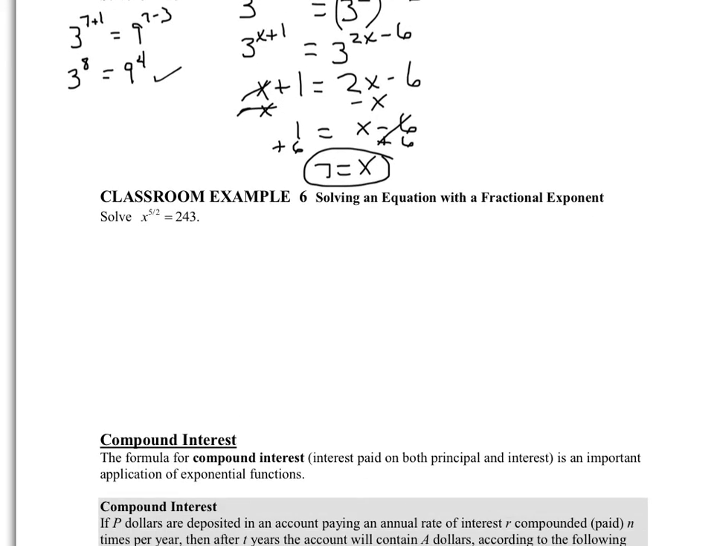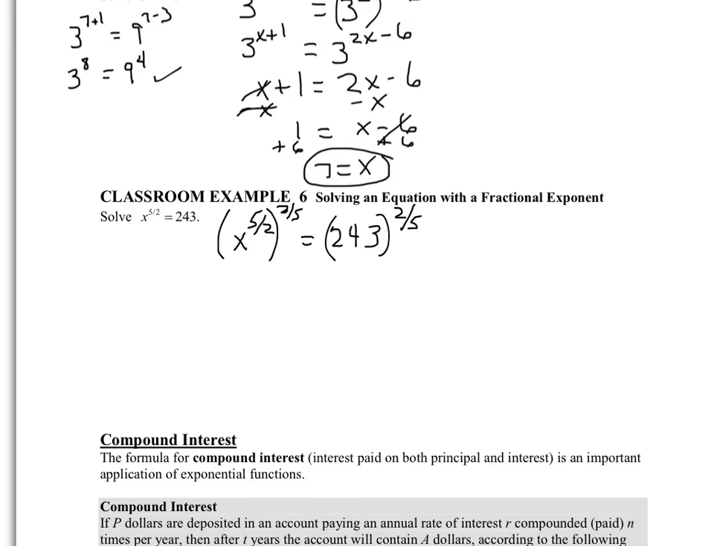And if I happen to have a fractional exponent, such as I do in this problem, x to the 5 halves is equal to 243. Since I want to solve for x, I'd like to be able to get rid of the fraction exponent. And if I remember the property that says that a power raised to a power lets me multiply exponents, the easiest way to clean this up would be to raise each side to the reciprocal power. So if I flip 5 over 2, I'm going to get 2 over 5, and that becomes the exponent that I want to use on each side.